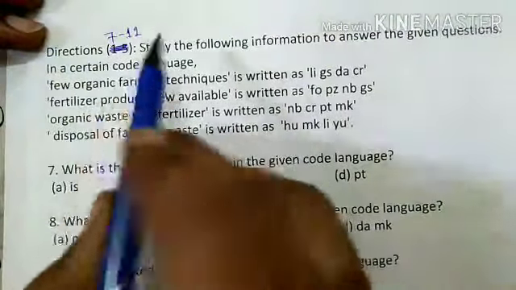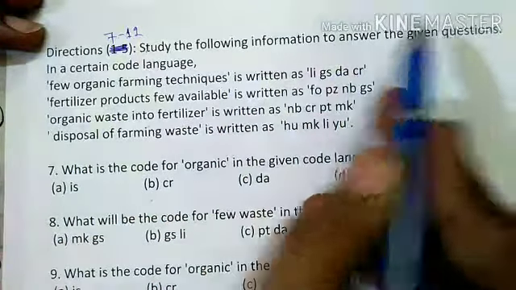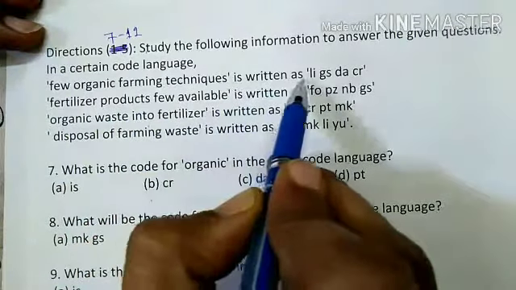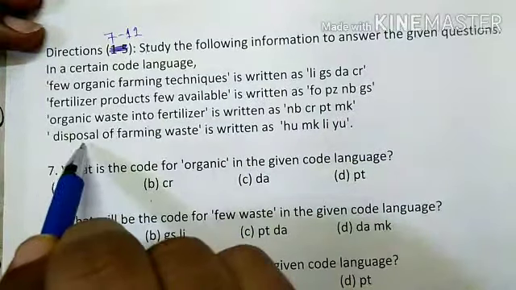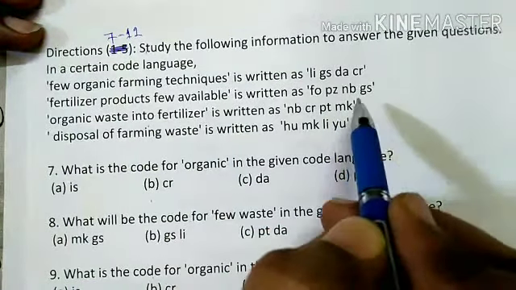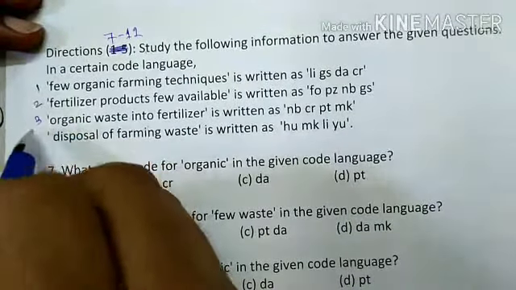Next, questions 7 to 11. Study the following information to answer the given questions. In a certain code language, few organic farming techniques is written as LIGSDACR. Likewise, 4 messages are converted into 4 different groups of codes. We will name the messages 1, 2, 3, 4.